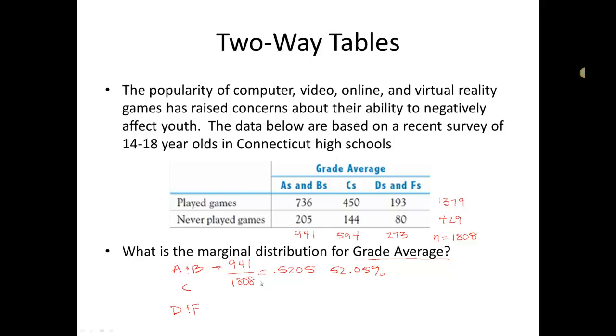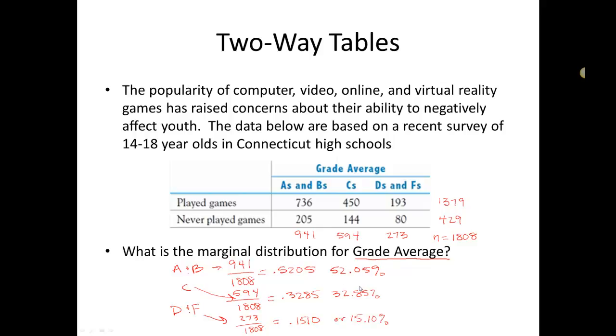The second one, for C's, there was 594. So I'm going to have 594 over 1808. That's going to be 0.3285, or 32.85%. And for total D's and F's, there was 273 divided by 1808. So that gives us 0.1510, or 15.10%.